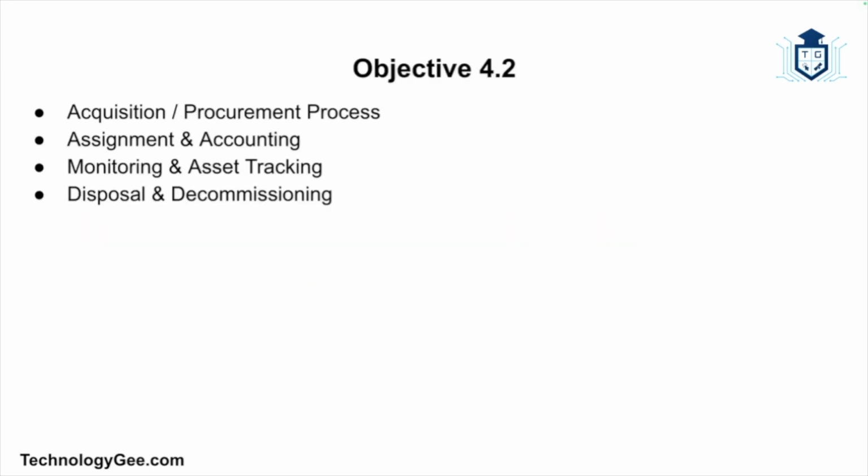In this video, we're diving into an important topic for the CompTIA Security Plus exam: the security implications of proper hardware, software, and data asset management. Asset management is more than just keeping track of your inventory. It's about ensuring security at every stage of an asset's life cycle. So let's break it down step by step, starting with the acquisition or procurement process.